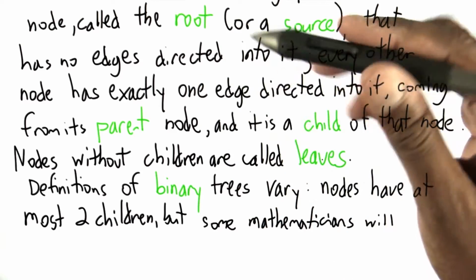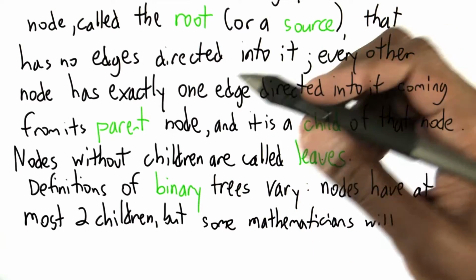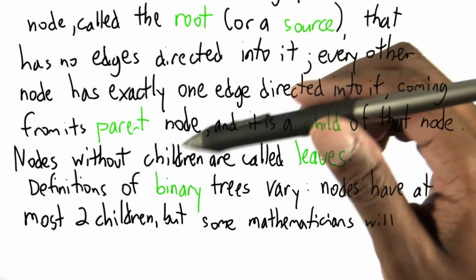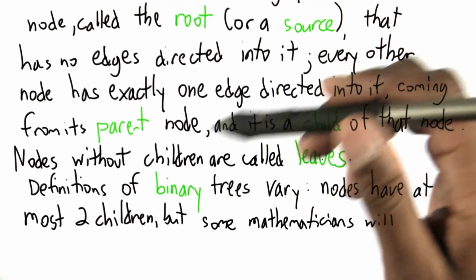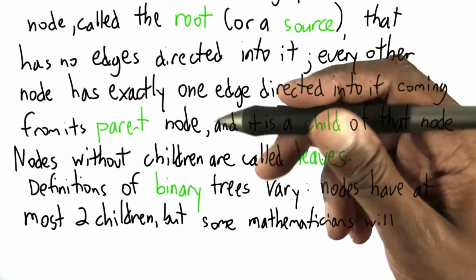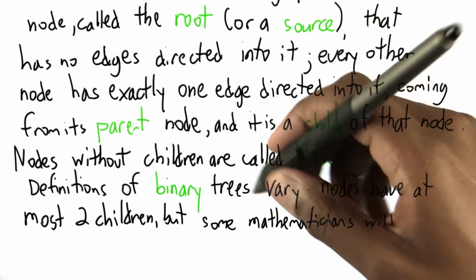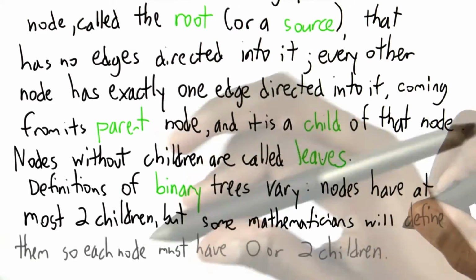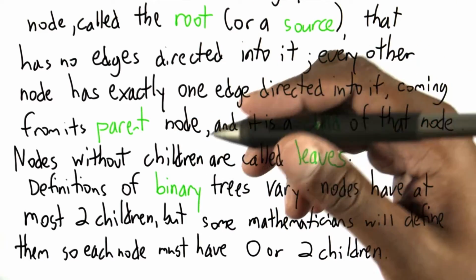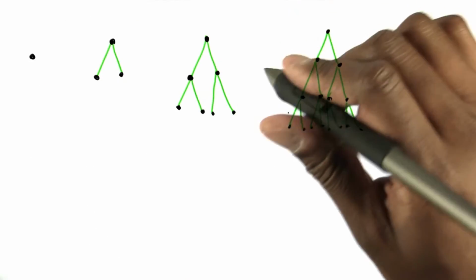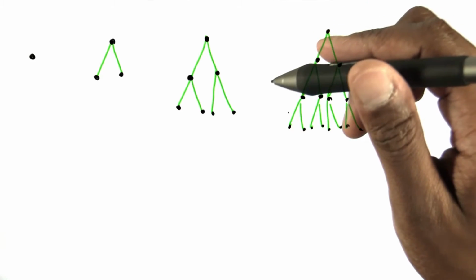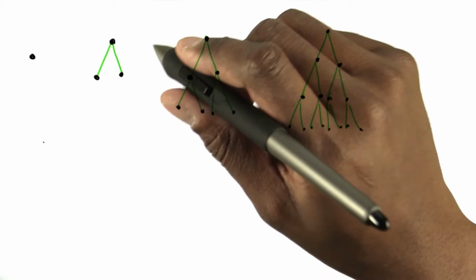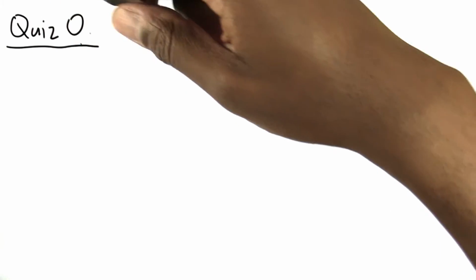The definition of a binary tree will vary from book to book, but it's always going to be the case that a tree will be binary if the nodes can have at most two children. Some mathematicians, however, will state that a node must have two children or no children. We're going to look at both definitions, in fact. A picture is worth 1,000 symbols. These are all binary trees with the root at the top, which is sort of upside down. This brings us to quiz 0.